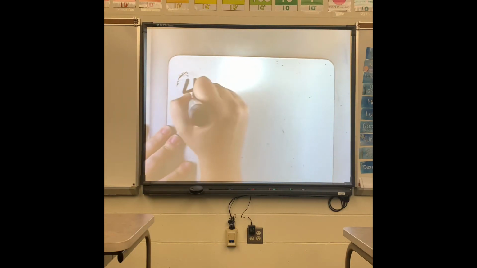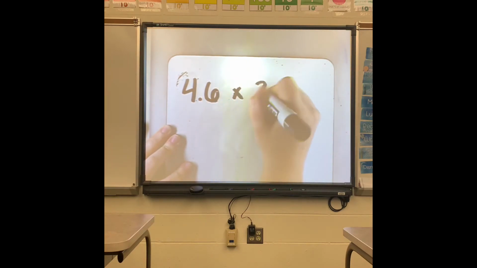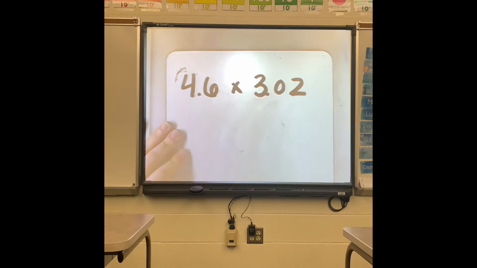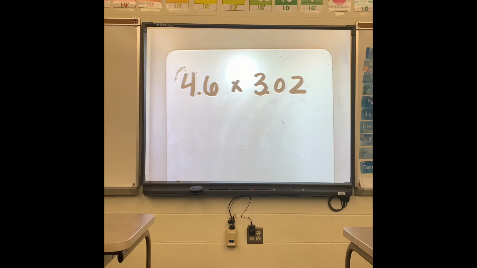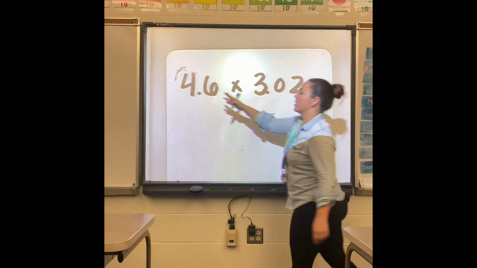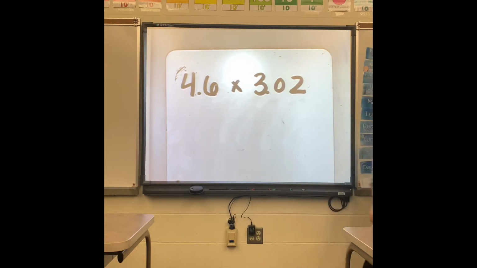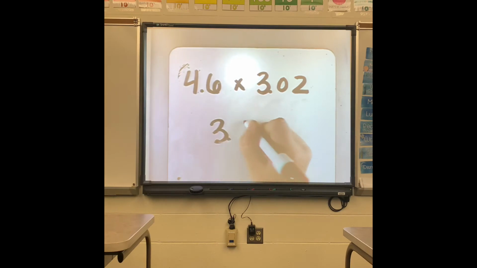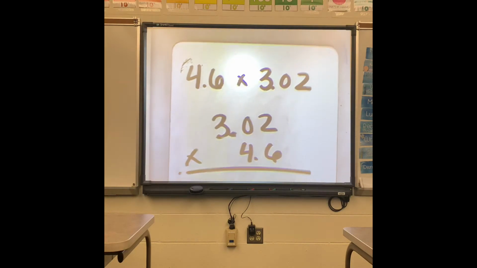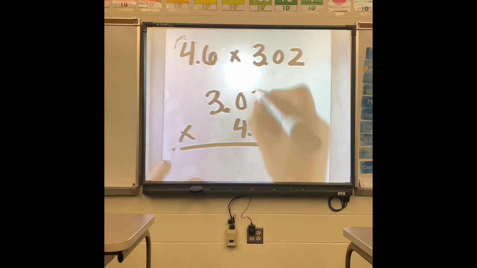So I can do 4 and 6 tenths times 3 and 2 hundredths. Now, once again, because you're multiplying, it does not matter. 4 times 3 is 12, just like 3 times 4 is 12. So you don't have to worry about that. I always put the number with the more digits on top. Okay, now I'm just going to do my regular multiplication.